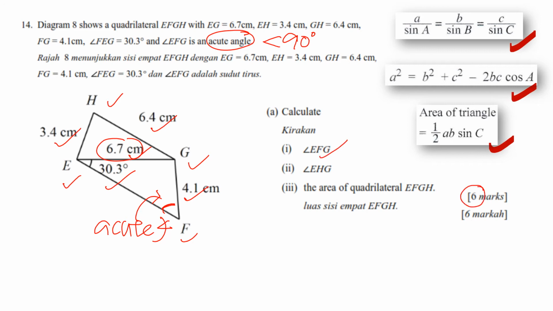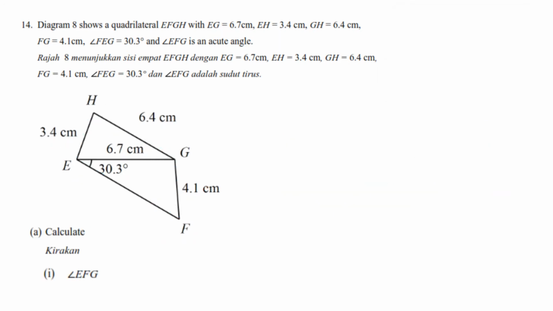Part 1 asks you to evaluate the angle EFG, this angle. Then part 2, the angle EHG, this angle. And part 3, the area of quadrilateral EFGH, they are asking you for this. So you need to plan what you should do, right? Okay, I've removed the rest because I need space to write.